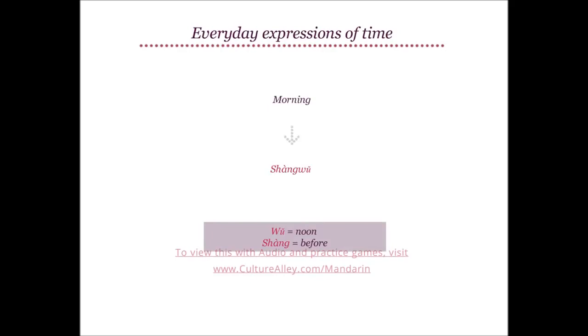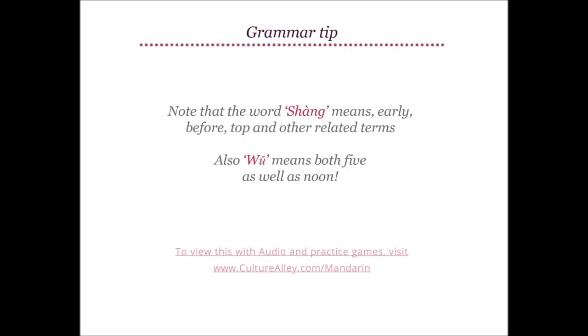Morning is translated as 上午, where 上, meaning before, is said with a falling tone, and 午, meaning noon, is said with a falling rising tone, making it 上午, or before noon. Here's a quick grammar tip for you. The word 上 has an array of meanings such as early, before, top, and other related terms. Also note that 午 is pronounced the same for noon and 5.